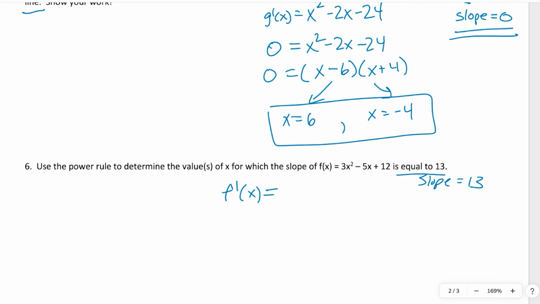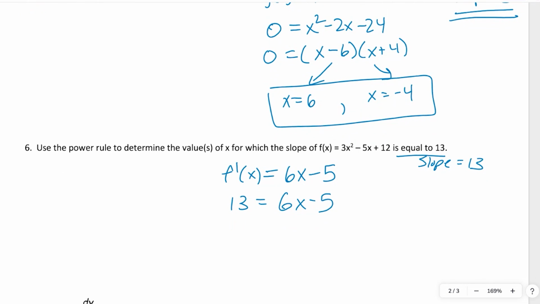So f prime will be 3 times 2 is 6x minus 5. We'll set that equal to 13 because we want to know what x value has a slope of 13. I'm going to add 5 to both sides, so I get 18 equals 6x. And then finally, dividing both sides by 6 is going to give me 3. So that means that when x is 3, this quadratic has a slope of 13.